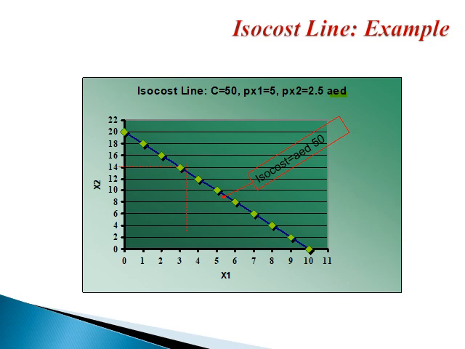You go to the equation in the previous slide, and you say that when x1 is equal to 0, what will be the value of x2? And then you get it here. This will be 20. When x2 is equal to 0, what is the value of x1? You get 10. Connect, and this will be the slope. What is the slope of that line?